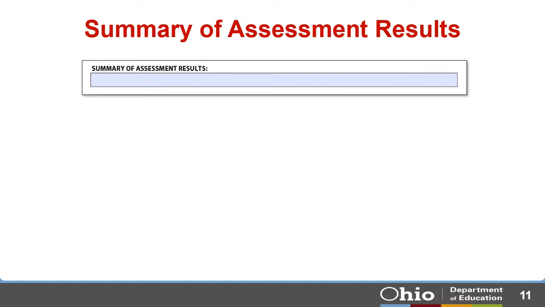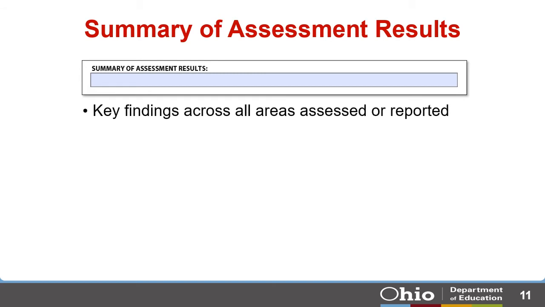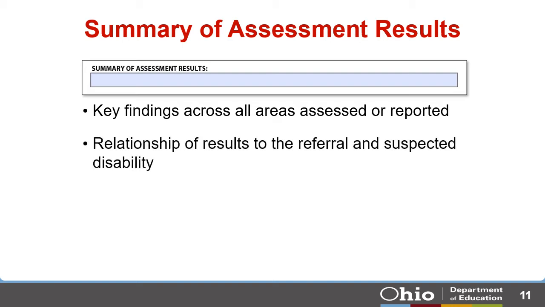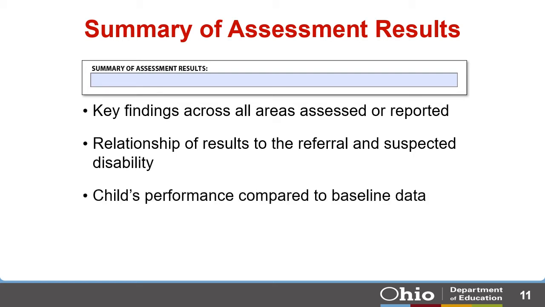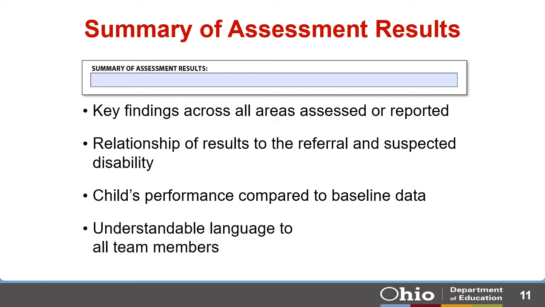Again, the Part 2 summary of all assessment results should include findings across all areas, assessed or reported. This should not be just a restatement of every individual evaluator report summary. It should include the relationship of the results to the referral and suspected disability, and a description of the child's performance compared to specific and measurable baseline data as appropriate. The summary needs to be stated in a language that is understandable to the parent, as this information will be a source of baseline data for the IEP.